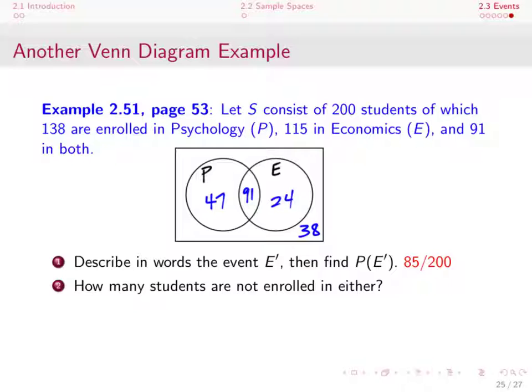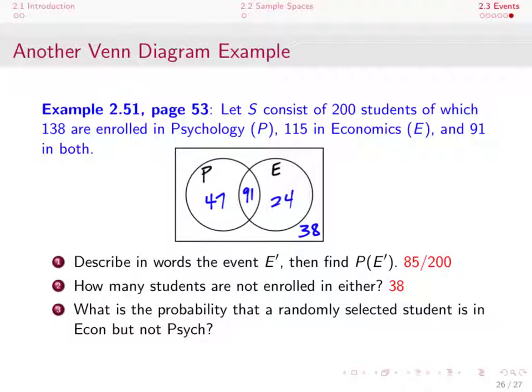Next, we're interested in the number of students that are not enrolled in either psychology or economics. That's just the 38 people sitting out here in the rectangle but not inside the circles. So 38 students are in neither psychology nor economics. And then lastly, what's the probability that a randomly selected student is in econ but not psych? Well, students that are in econ, there's 115 of them, but 91 of them are also in psychology, so that means only 24 remain in economics but not psych, and since we're looking for a probability, we'll take this 24 out of the total of 200.